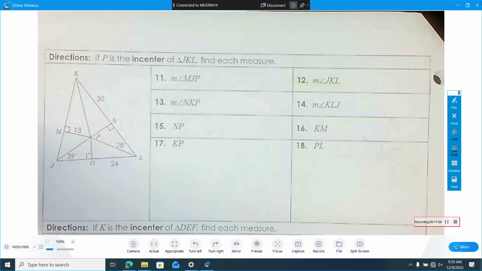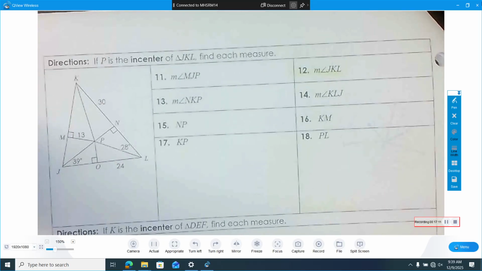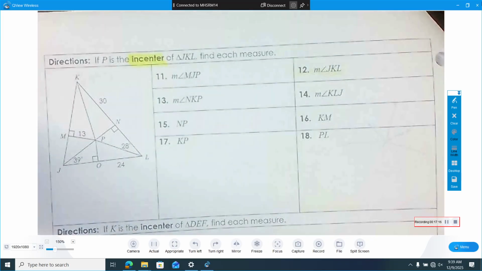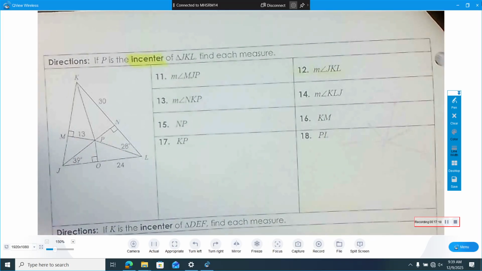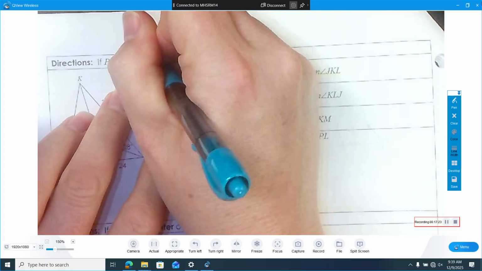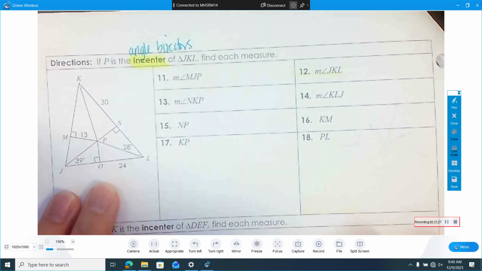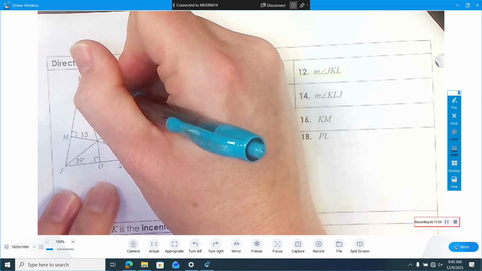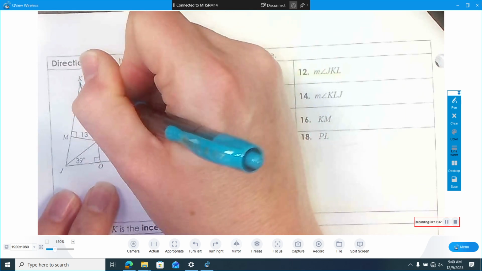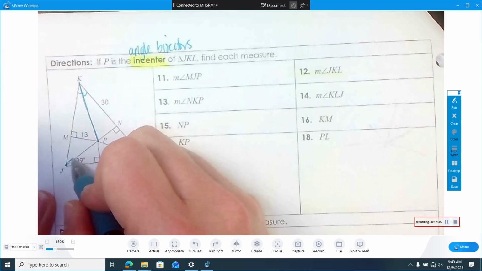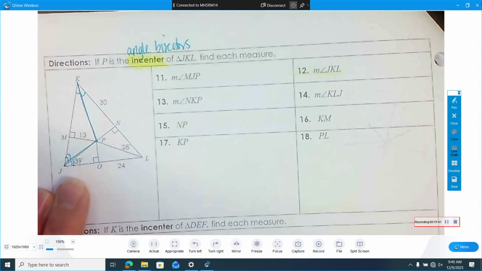All right, now we are again practicing with incenter. Again, reading is key. What creates incenters? Angle bisectors. All right, very important. Angle bisectors. So KP is bisecting our angle. We get two congruent angles up there. JP is bisecting our angle. We get two little congruent angles.